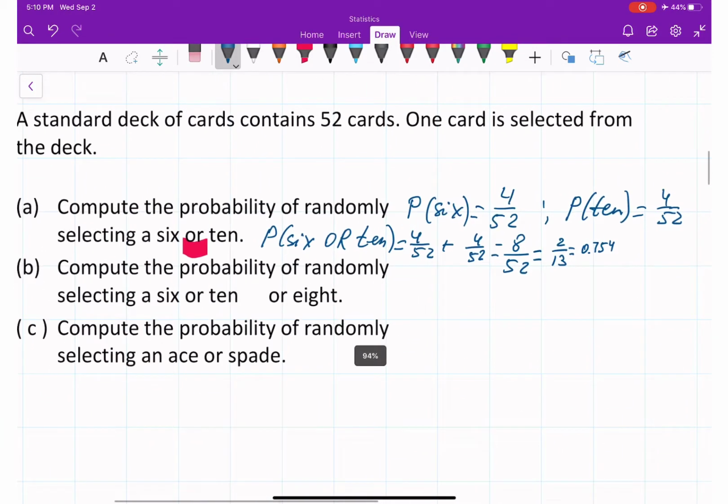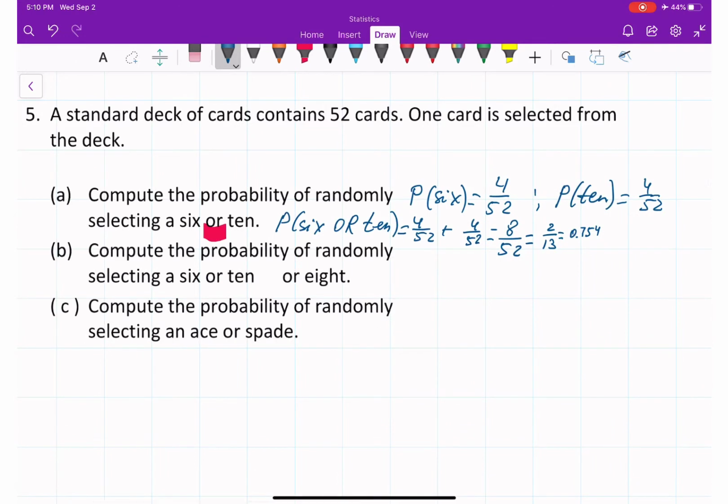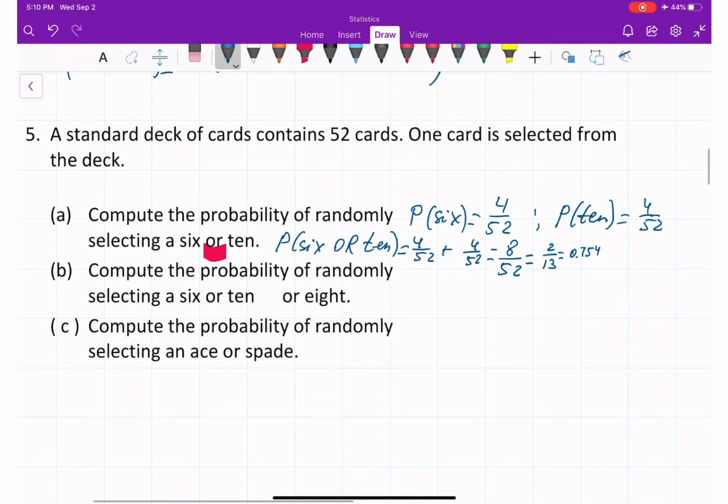Next one. Compute the probability of randomly selecting 6 or 10 or 8. Now we have 6 or 10 or 8. We have the result for 6 or 10, right? 0.154. So 6 or 10 we already have. Now we need to add also the probability of 8.